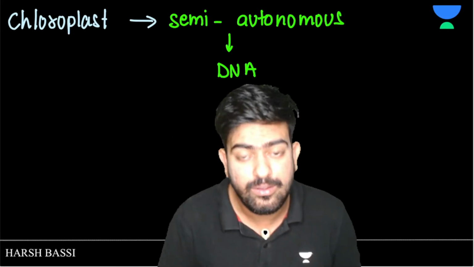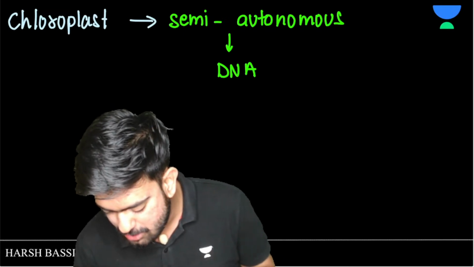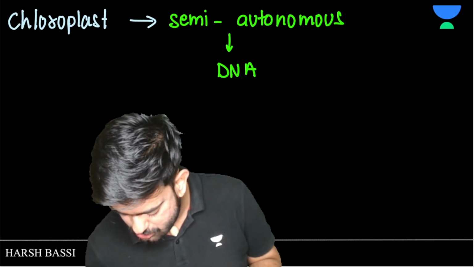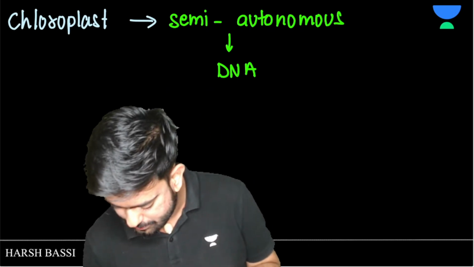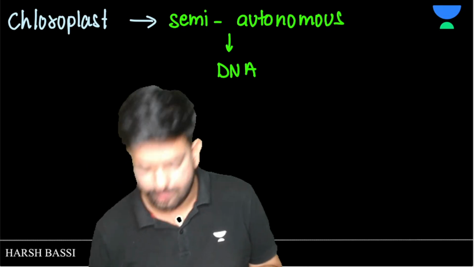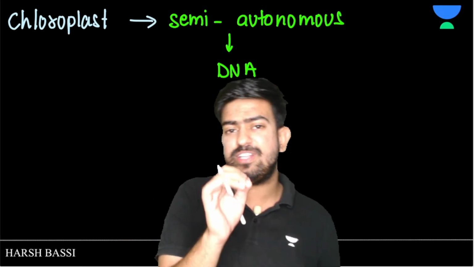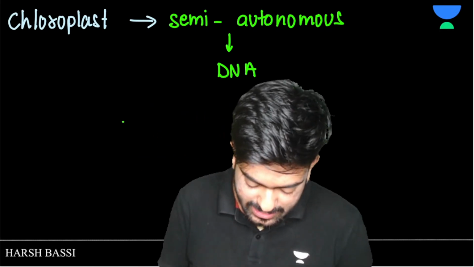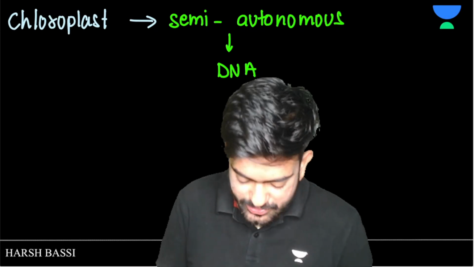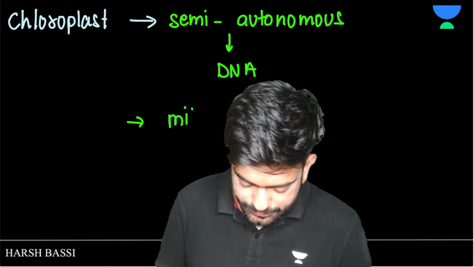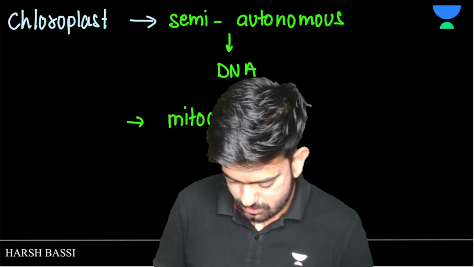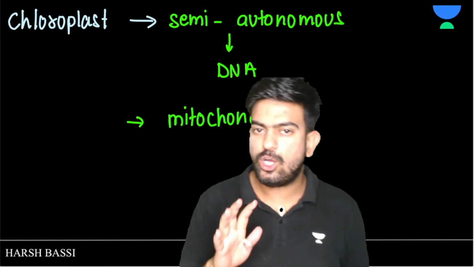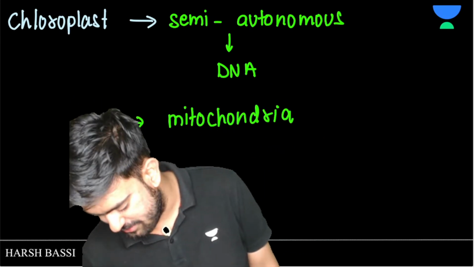One more cell organelle is there which is a semi-autonomous structure. Can anyone tell me in the comment section? Yes. The other organelle which is semi-autonomous is basically the mitochondria. It also contains DNA. Clear to everyone? That's very good.